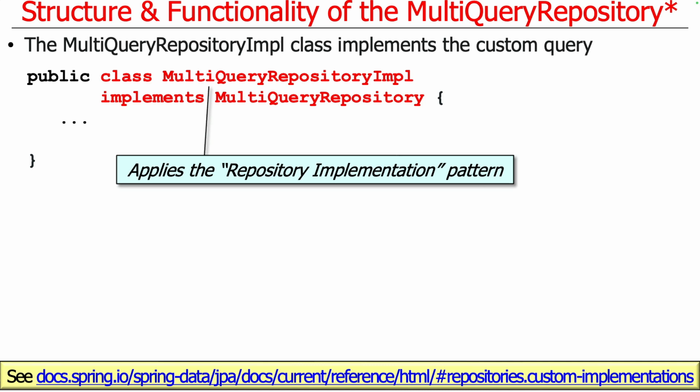And then what we do is we apply something called the repository implementation pattern. Once again, an absolutely fascinating example of how people look for commonality in use cases, and then they bake those patterns into features in languages or frameworks. So this is called the repository implementation pattern. You can read about that pattern here. And what we do is we say the MultiQueryRepositoryImpl class implements the MultiQueryRepository interface. And that is a flag, an indicator to Spring that this is the implementation that goes along with that interface.